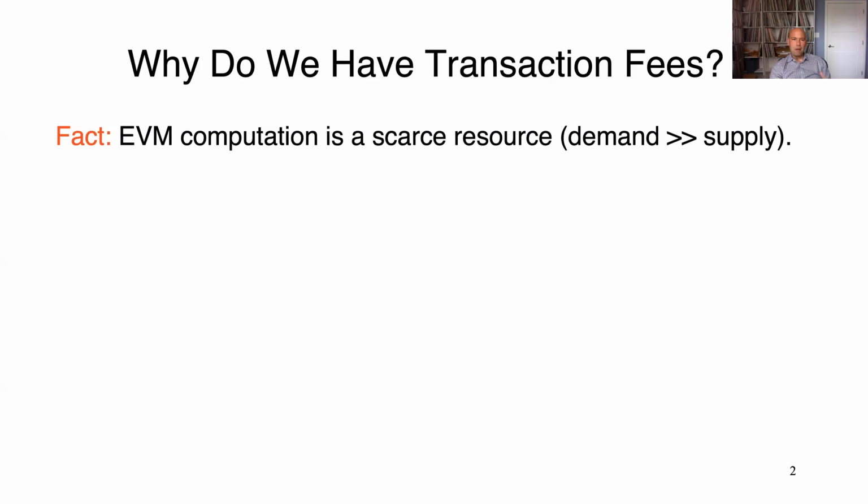So let me start by taking a step back and reviewing: why do blockchains like Bitcoin, Ethereum, and many others even have transaction fees? Why do they have a transaction fee mechanism? Fundamentally, the reason is that for popular blockchains like Ethereum, real estate on the blockchain, like Ethereum virtual machine computation, is a scarce resource. By scarce, I mean that the demand for that resource is much, much higher than the supply.